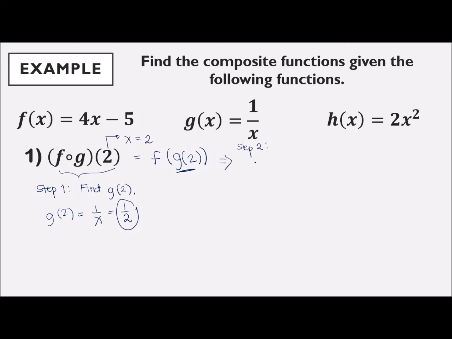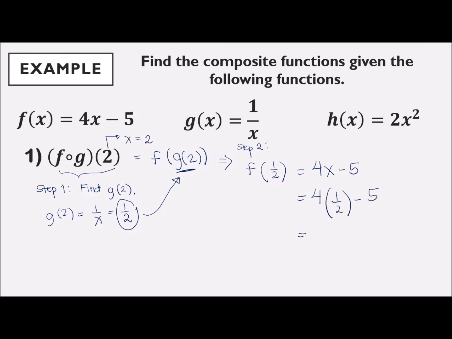So, ang mangyayari ay magiging, instead of writing g of 2, ang katumbas na niya kasi ay 1/2. So, magiging f of 1/2. Okay? Ngayon, si f ngayon ang kukunin na natin, which is 4x minus 5. So, ang x na natin ngayon dito ay si 1/2.